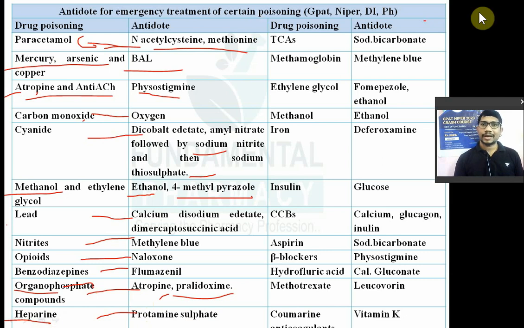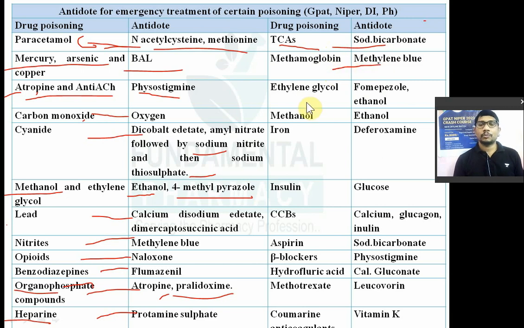In case of tricyclic antidepressant poisoning, that is drug poisoning due to tricyclic antidepressants, for example imipramine, desipramine, amitriptyline, nortriptyline, these drugs belong to tricyclic antidepressants. In case of tricyclic antidepressant poisoning, sodium bicarbonate is the antidote. In case of methemoglobin poisoning, the antidote is methylene blue.